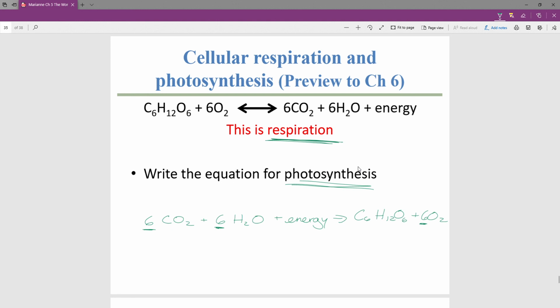If you're not a chemical symbol person, don't write it out as chemical symbols. Those are really just shortcuts when you get tired of writing out the words. So the words are absolutely fine. We've got carbon dioxide, water, glucose, and oxygen.